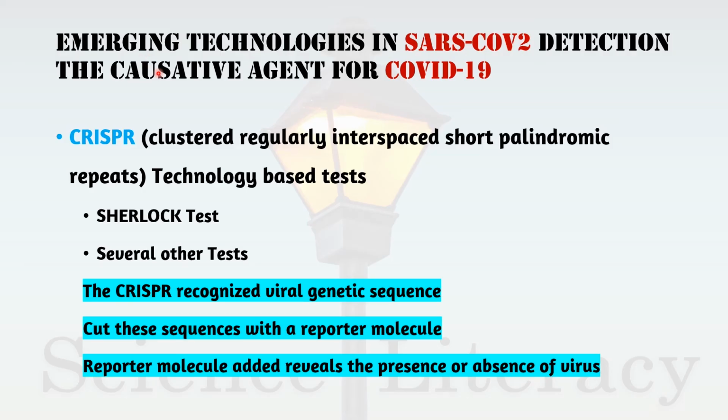I would also like to share with you emerging technologies in SARS coronavirus 2 detection, the causative agent for COVID-19. CRISPR technology-based tests that include Sherlock test and several other tests. The CRISPR recognized viral genetic sequence, cut the sequence with a reporter molecule. Reporter molecule added reveals the presence or absence of virus.